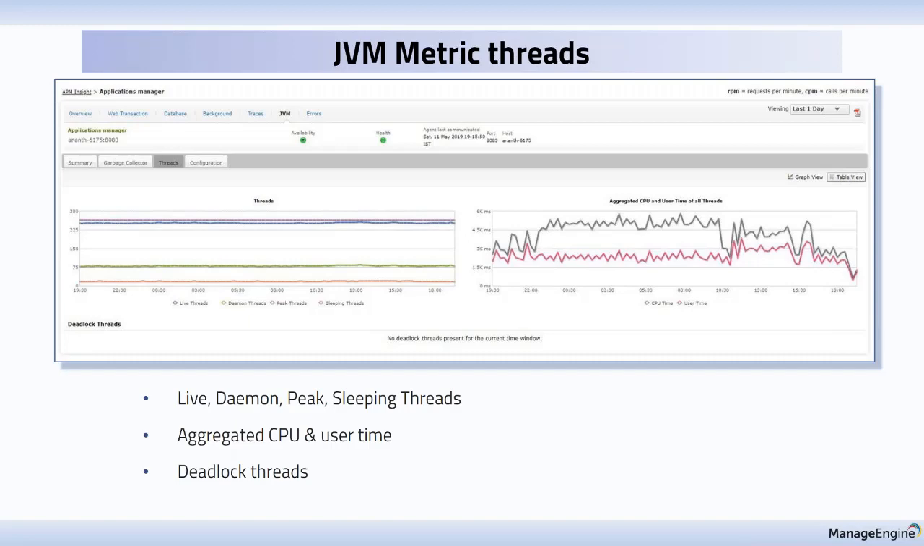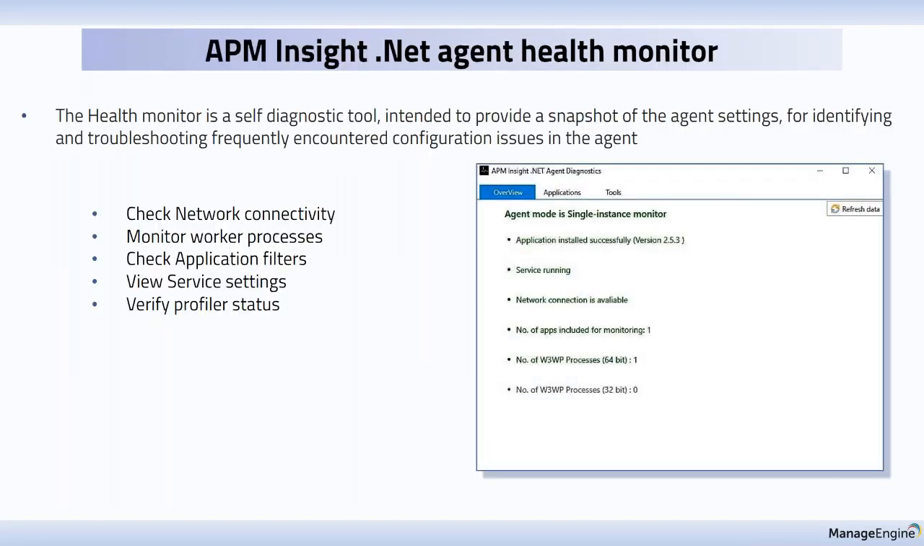So let's see the health monitor for the APM Insight agent itself. For Java and .NET specific, the health monitor is a self-diagnostic tool intended to provide a snapshot of your agent settings and helps you to identify the issues occurring in the agent. That is, you can check the network connectivity, monitor the worker process, and check application filters. If you have multiple applications running, you can filter those specific applications. So let me show you how that can be done.